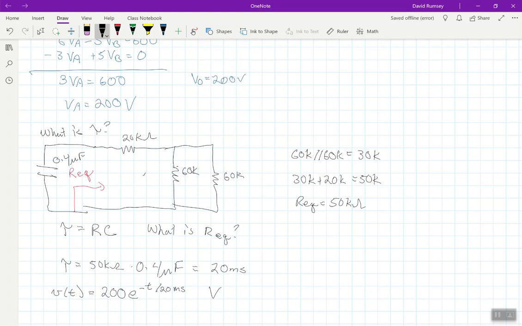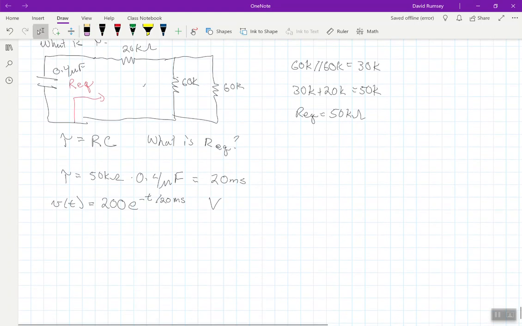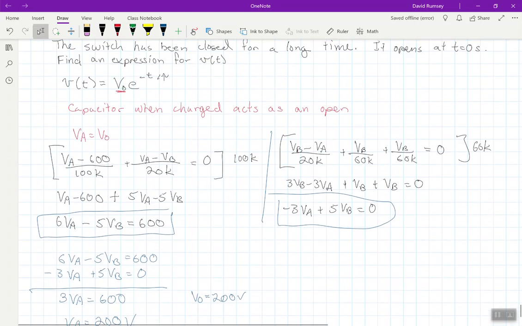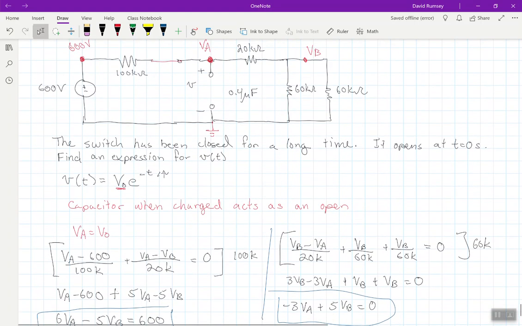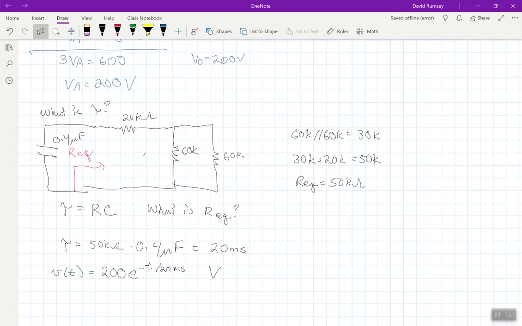And so that's my answer there. There's not really a lot going on with this problem, but there is some work that had to be done. Of course, we first had to find the initial voltage using some basic analysis techniques, and then we also had to find the equivalent resistance in order to find tau.